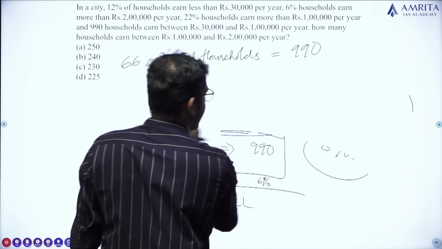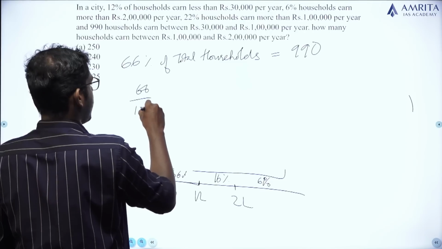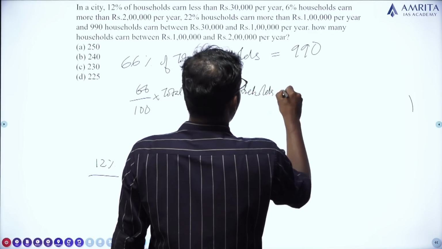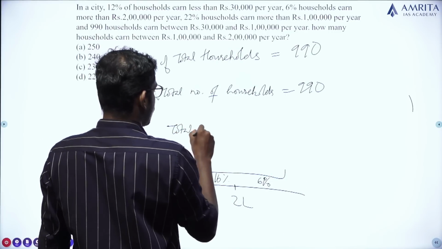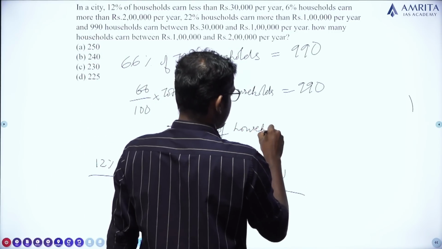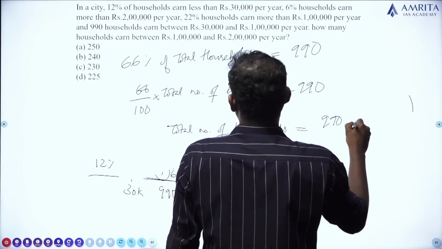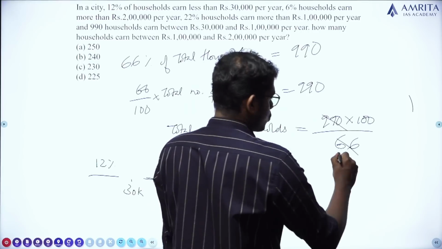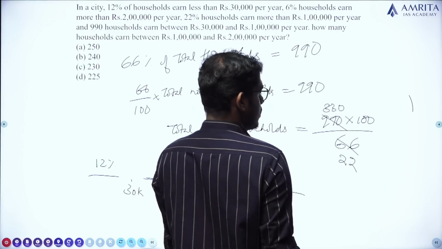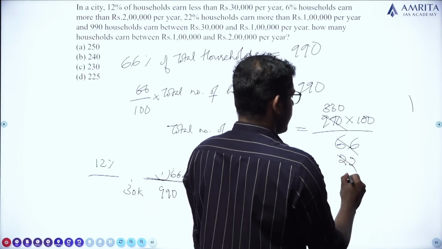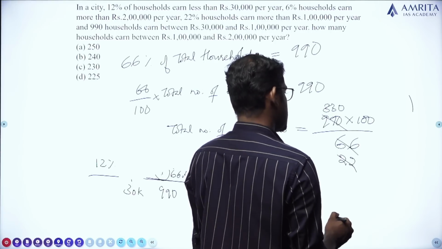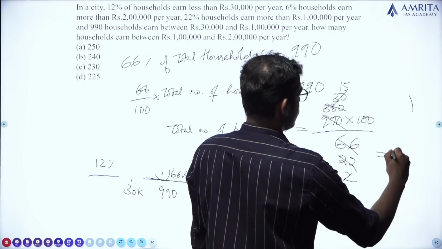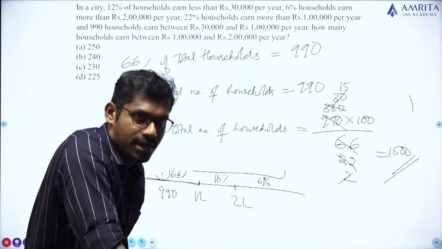So 66% of total households is a number of 990. Clear? So 66 divided by 100 into the total number of households is equal to 990. So the total number of households is equal to 990 into 100 divided by 66. Simple. We can divide it by 3, so we get 22 here and 330 here, right? Again we can divide it by 11, so 2, 30, then 15. So 1,500. Clear? So in total there are 1,500 households.